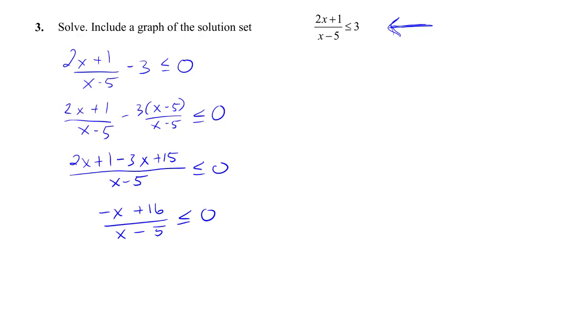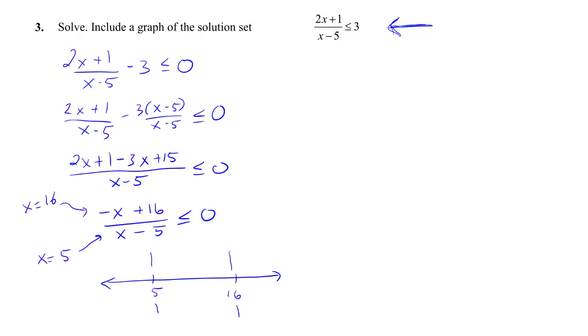The whole idea was to figure out where the zeros are of the numerator and denominator. The numerator is 0 when x is 16, the denominator is 0 when x is 5. So that's going to go on our number chart. We have 5 and 16, and that's where we're going to break it.